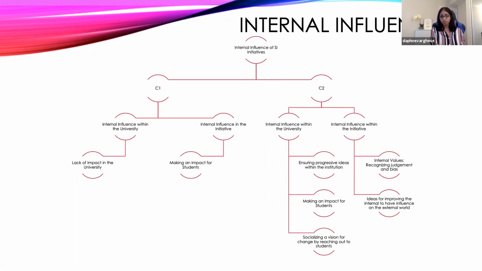For C2, internal influence within the university is discussed in terms of ensuring progressive ideas within the institution, making an impact for students, and socializing a vision of change by reaching out to students, which is similarly discussed to C1. Internal influence within the initiative is discussed in reference to internal values, which means recognizing judgment and bias, and creating ideas for improving the internal in order to change the external.